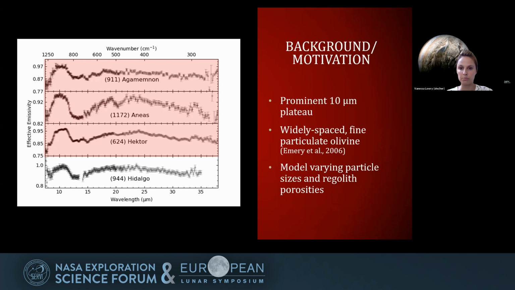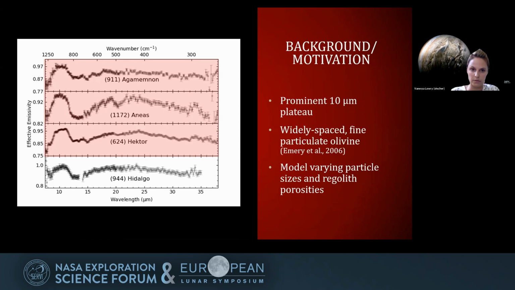All right, just a brief slide about the background and motivation as to why we should study the Trojans. The Trojan asteroids are two populations of asteroids that reside 60 degrees in front of Jupiter's orbit and also 60 degrees trailing behind Jupiter's orbit.